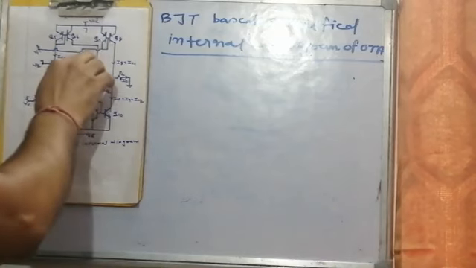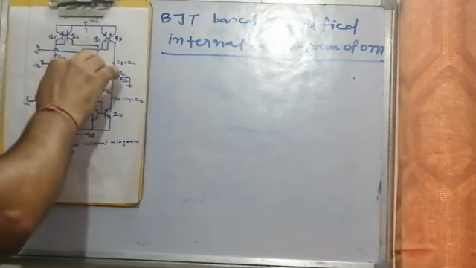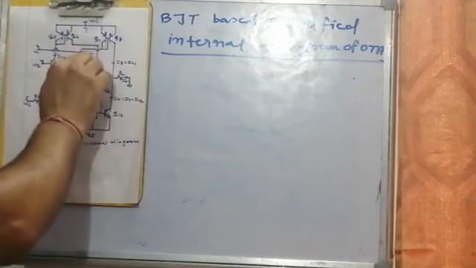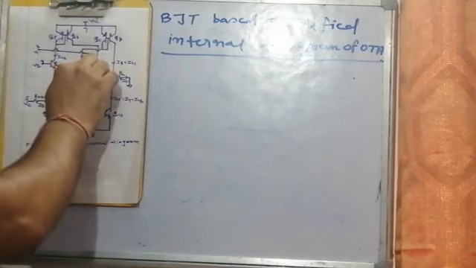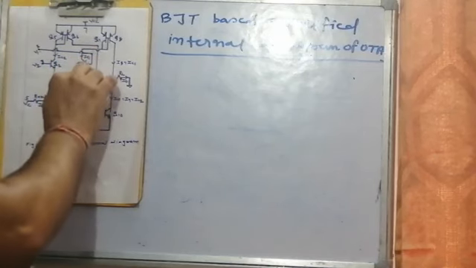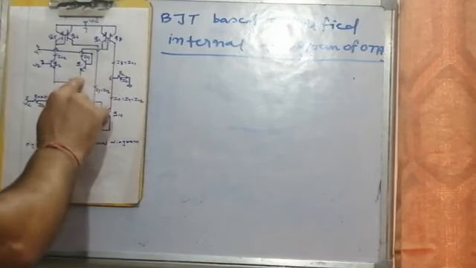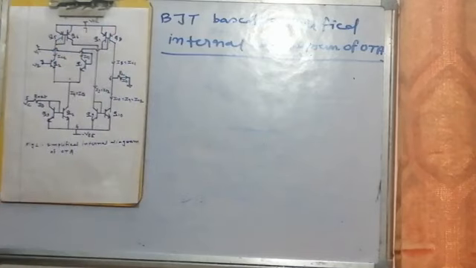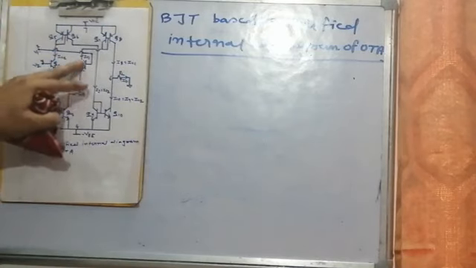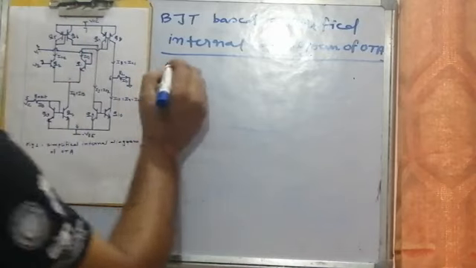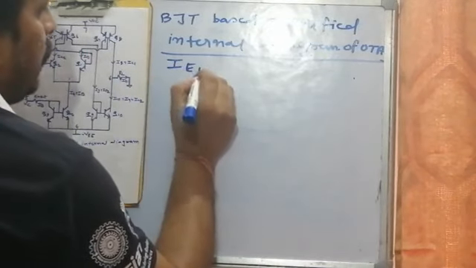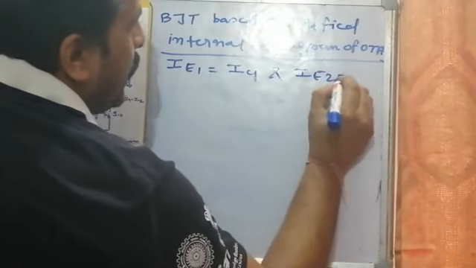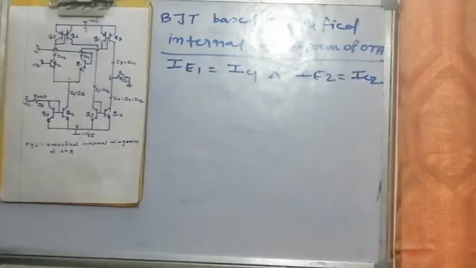So if I am assuming this collector current is IC1, it means the same current will flow at the emitter terminal of this transistor, because the value of beta is infinite, so base current will be 0. So basically we can say here IE1 equal to IC1 and IE2 equal to IC2.